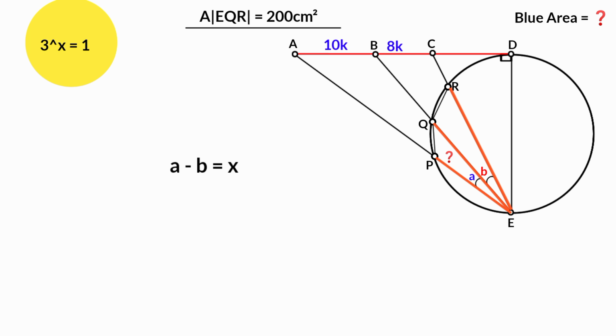What is x? From this, we know that any number raised to the power 0 is 1. So 3 raised to the power 0 equal to 1. We replace this 1 with 3 raised to the power 0. So 3 power x equal to 3 power 0. In indices, we know if the bases are equal, the powers are also equal. That is, this x and this 0 are equal. So x equal to 0.